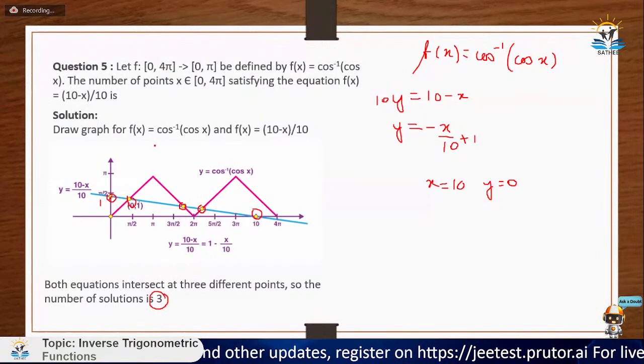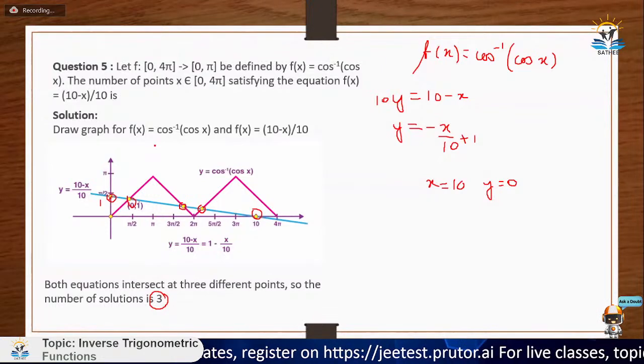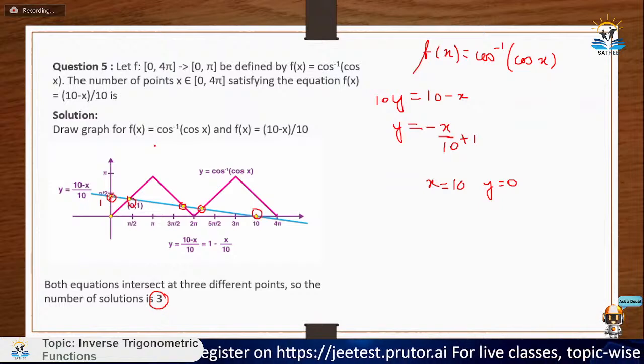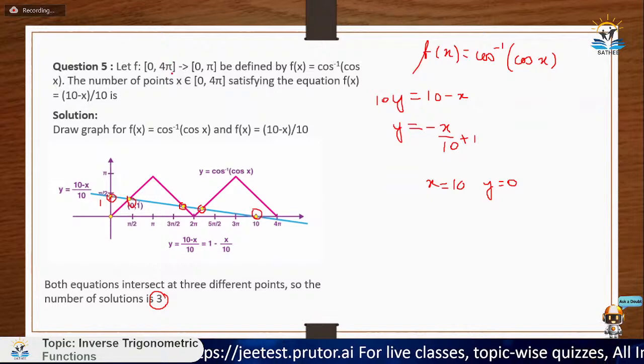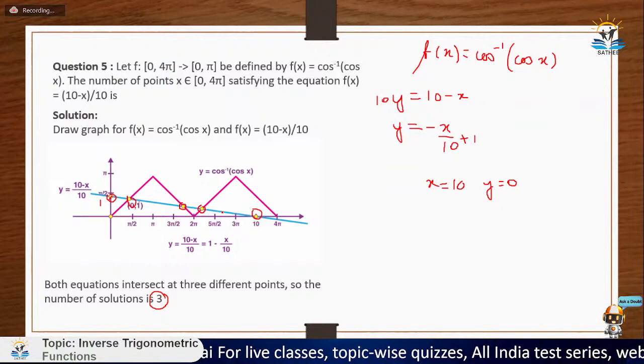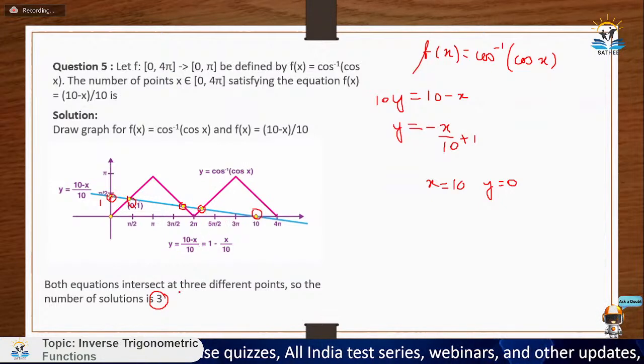I hope you got it. These types of questions are very common in JEE Main especially. Whenever it is asked where two graphs satisfy, you have to draw those two graphs in the given domain from 0 to 4 pi and see where they intersect. The intersecting points are exactly the points where the two graphs satisfy each other. Since we are getting 3 intersecting points here, my answer would be 3 for this question.